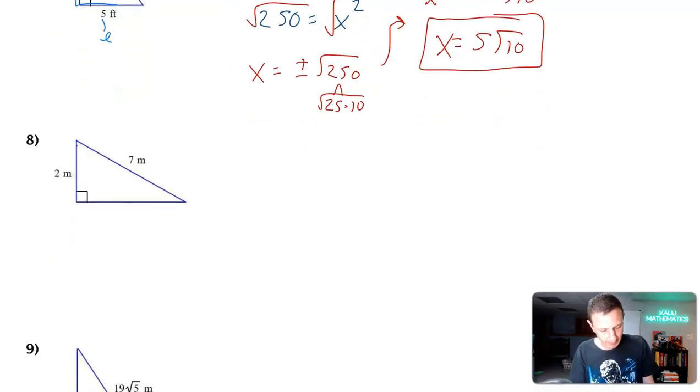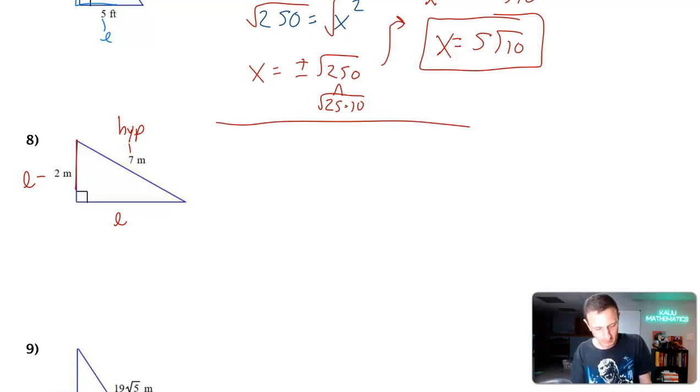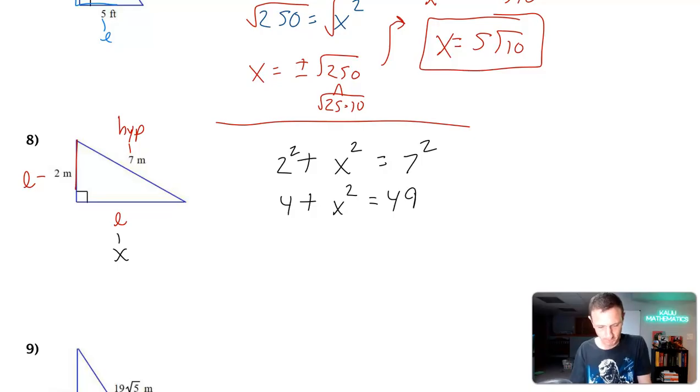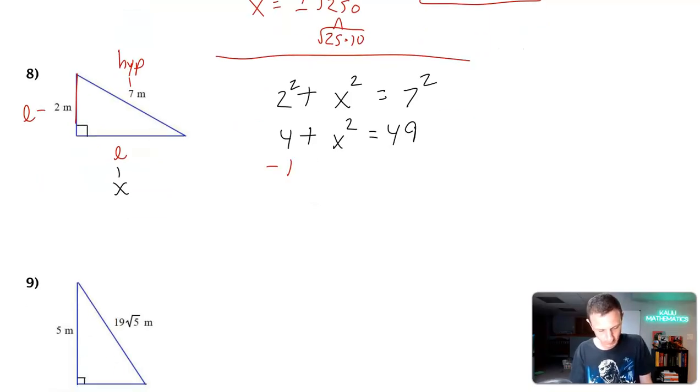So look at number 8. So I have a known leg, I have a missing leg, and then we have a known hypotenuse this time. So the Pythagorean Theorem is leg squared, so 2 squared, plus the unknown leg, I'm going to call that x, equals the hypotenuse squared, so 7 squared. So 2 squared is 4, plus x squared equals 7 squared is 49.